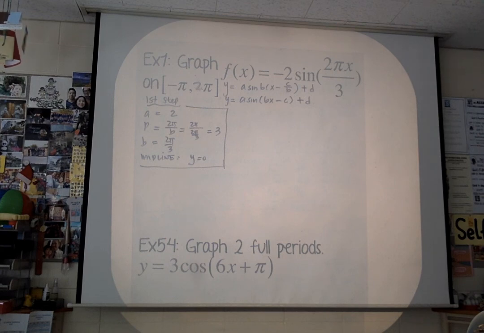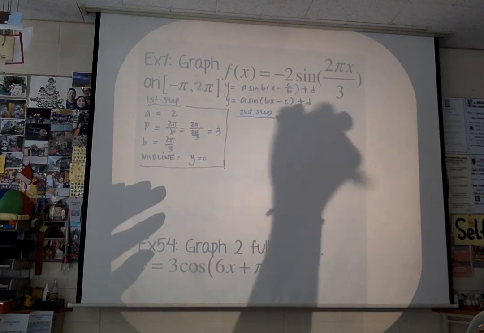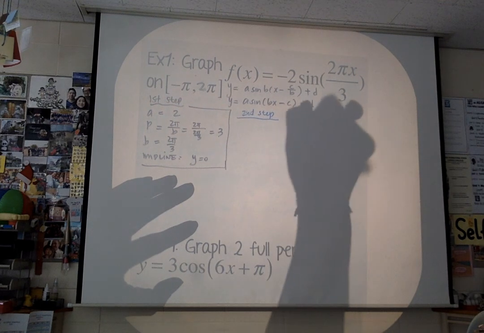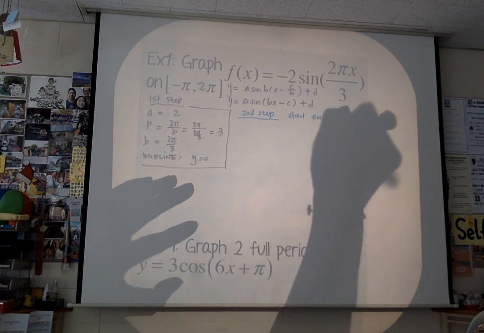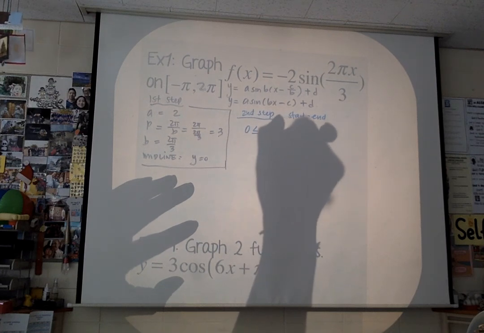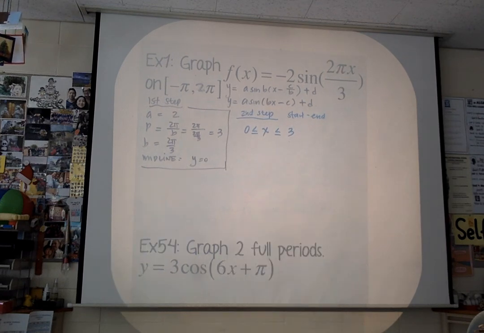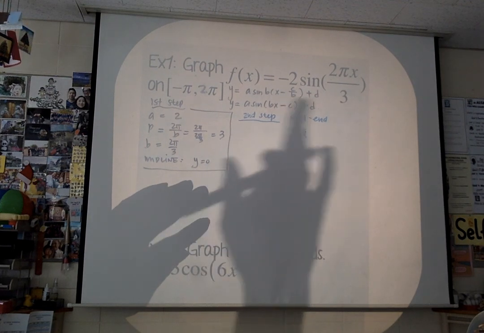All right, next, let's go to second step. What is the second step called? Our start and end, right? Start, end, okay? So you guys, we're going to see, where does it start? There was no phase shift, so it's going to be 0 is less than or equal to 2 pi x over 2 pi, or x, right, less than or equal to 3. Let's do it this way. Actually, what am I doing? Let's not do it this way just yet.